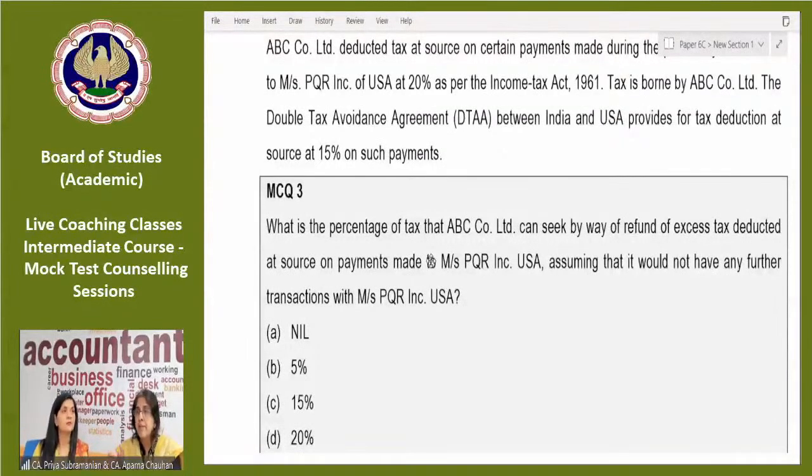You can't claim 20% or 15%. It's the difference. Whereas you have deducted at 20%, it is enough if you had deducted at 15%. So 5% is the answer in this case. The correct answer is B, 5%, because the conditions have been satisfied. If the conditions are not satisfied, then it is not possible for it to claim.